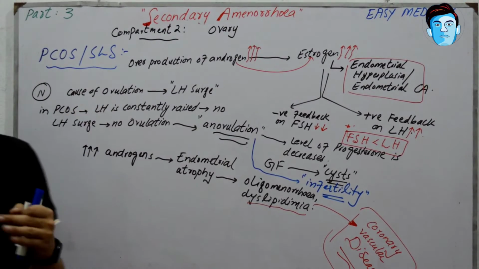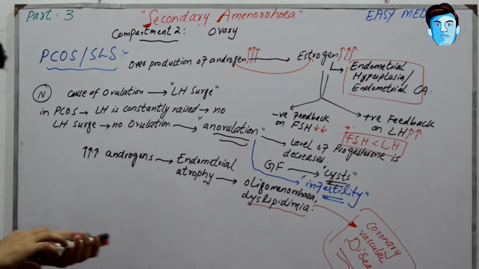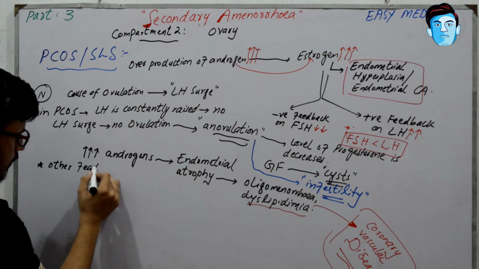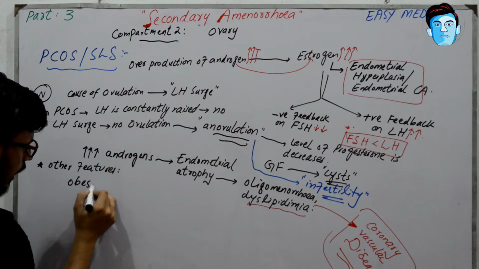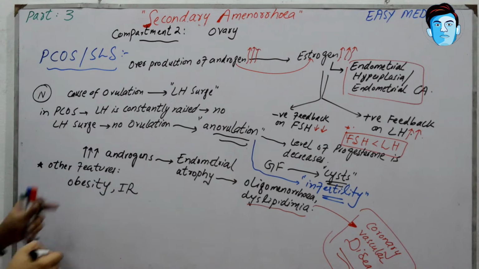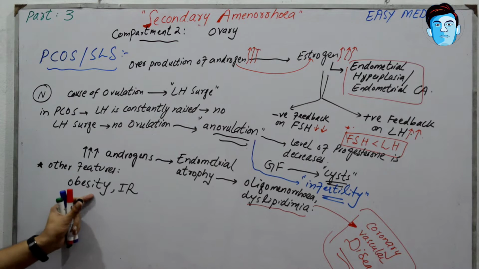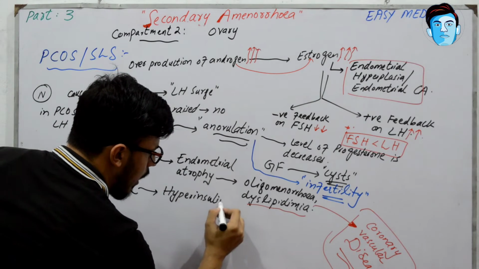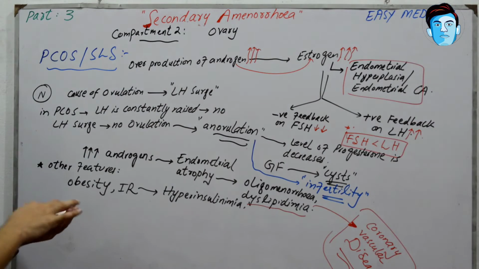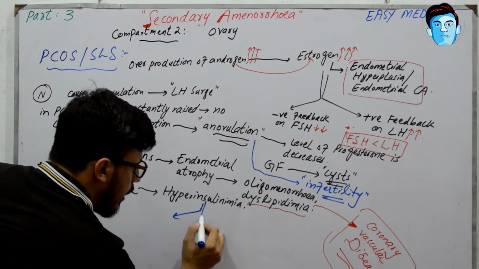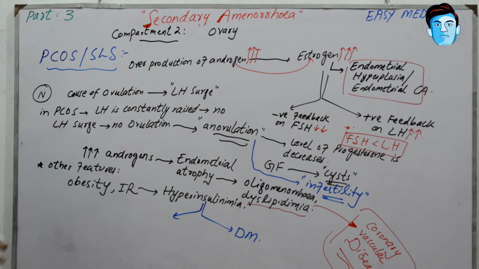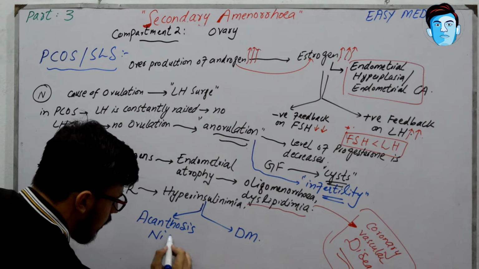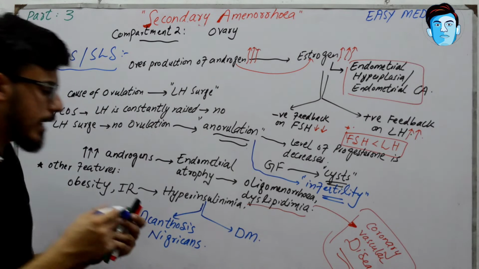Now there are certain other manifestations of the patient as well. Some features are obesity and insulin resistance. This insulin resistance leads to hyperinsulinemia. Now this hyperinsulinemia can lead to diabetes, and it also leads to another problem called acanthosis nigricans. So what is acanthosis nigricans?